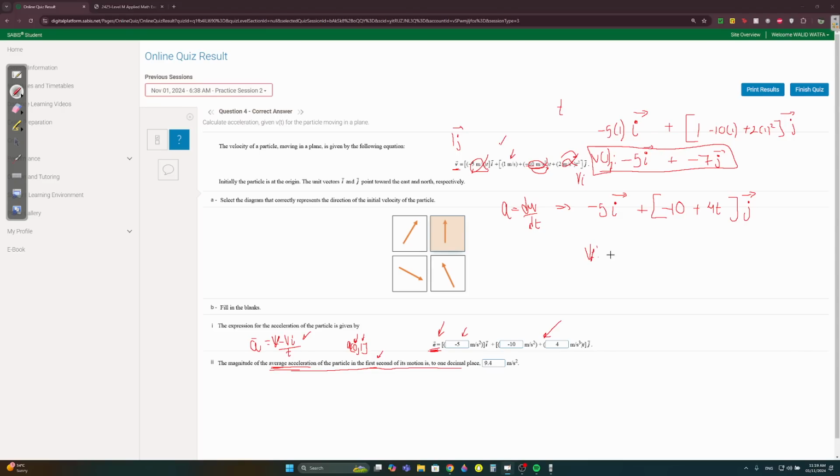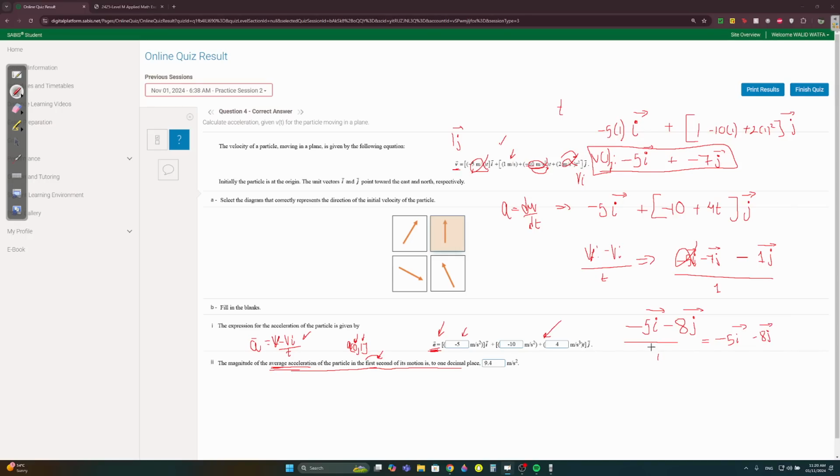So you want V final minus V initial over time. So it's going to be minus 5i minus 7j. That's final. Minus initial, so minus 1j. Divided by the time, how much is it, first second? 1 second. 0 and 1 is 1 second. So, minus 5i, there's no other i to subtract it with. Minus 7 minus 1 is minus 8j. Please remember, put vector symbols, over 1. So you're going to get minus 5i minus 8j.